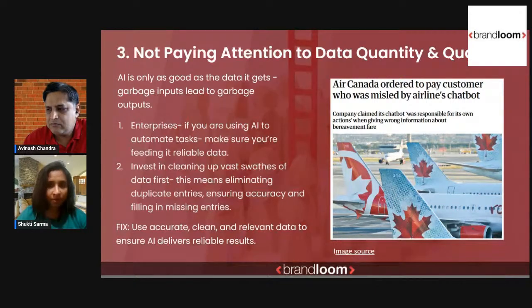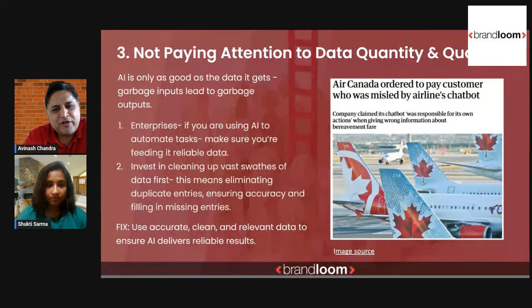This probably wouldn't have been such a big issue, but the big deal here is that Air Canada said that its chatbot is responsible for its own actions, which is a complete lie. AI technically cannot lie. It is only as good as the data it is being fed. So it is not lying when it tells its passenger that this is okay. It must have got some wrong information fed to it, which resulted in this disaster.